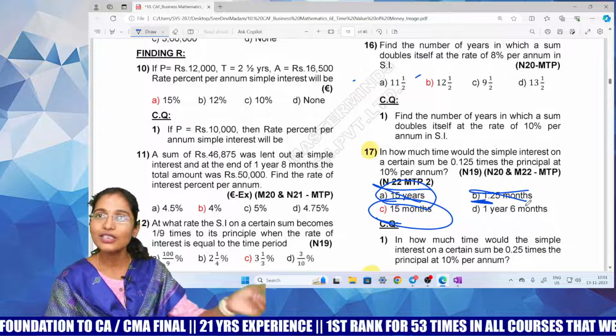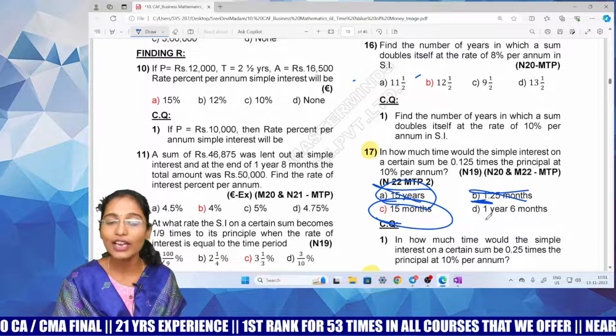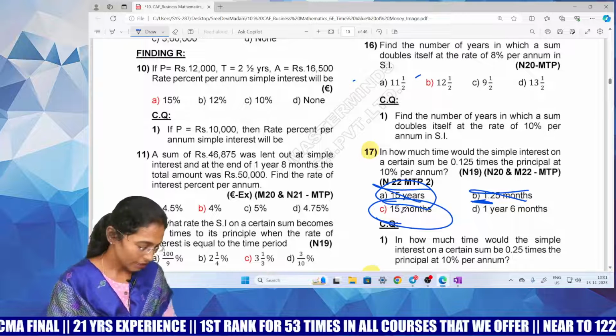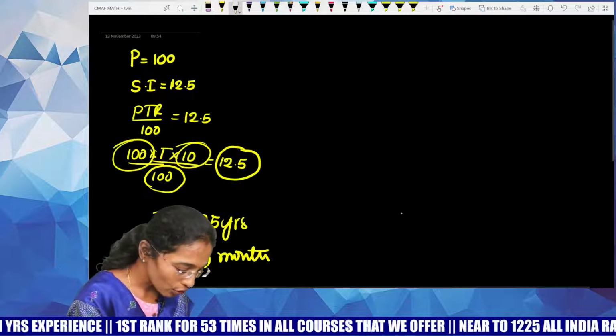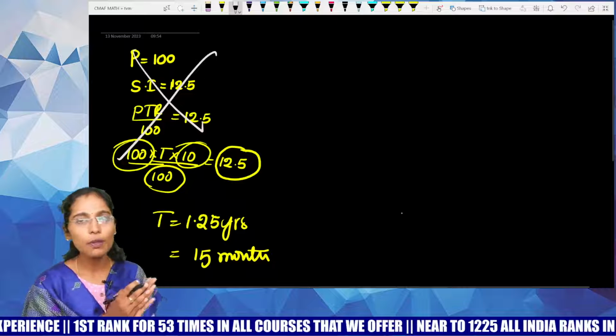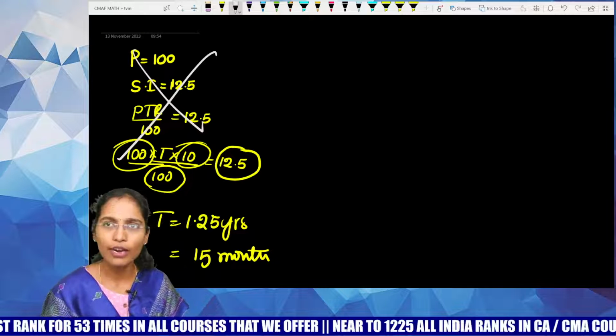1 year 6 months put together is 18 months. So the correct answer is actually option C. Here, what I wish to tell you is, don't follow this method. You people will go to calculate T in the same manner that everybody explains.